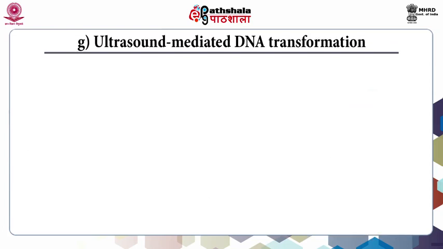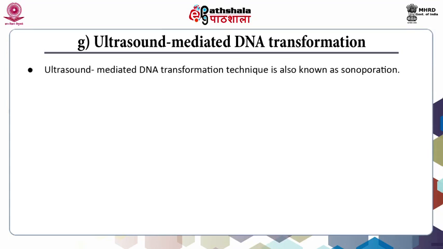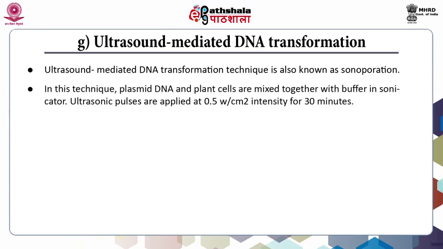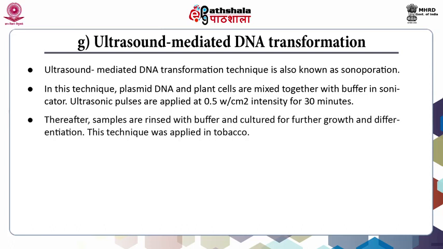Next method is ultrasound mediated DNA transformation. This method is also known as sonoporation. In this technique, plasmid DNA and plant cells are mixed together with buffer in a sonicator. Ultrasonic pulses are applied at 0.5 watt per centimeter square intensity for 30 minutes. Thereafter, the samples are rinsed with buffer and are cultured for further growth and differentiation. The example of this method has been used in tobacco plant.